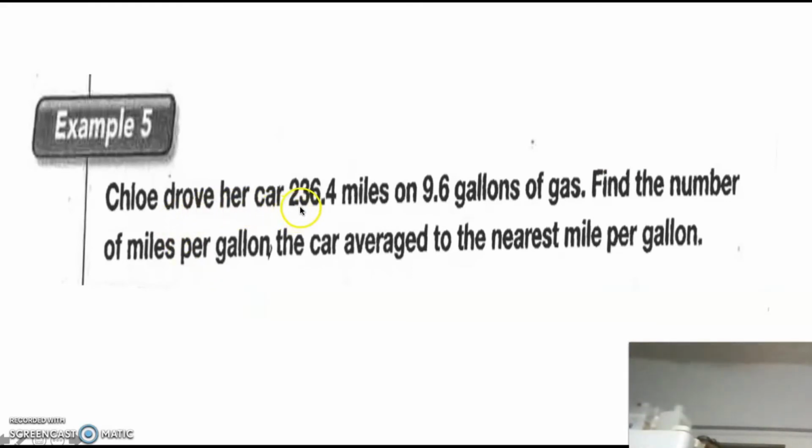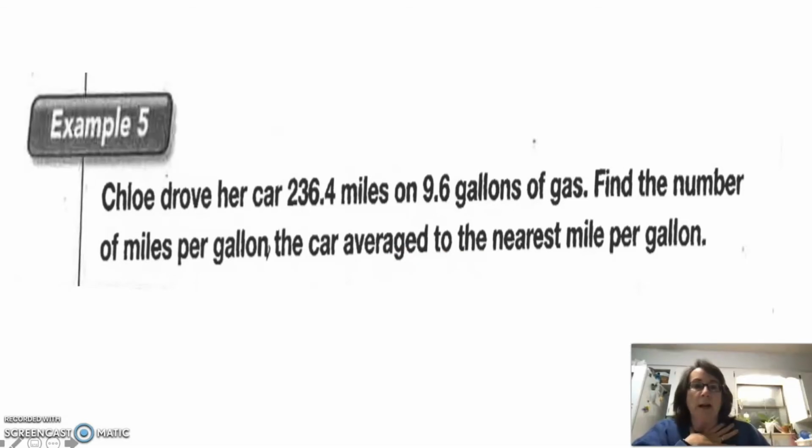Chloe drove her car 236.4 miles on 9.6 gallons of gas. Find the number of miles per gallon the car averaged to the nearest mile per gallon. Okay, so here's our problem. And we're doing miles. She drove 236.4 miles on 9.6 gallons of gas.